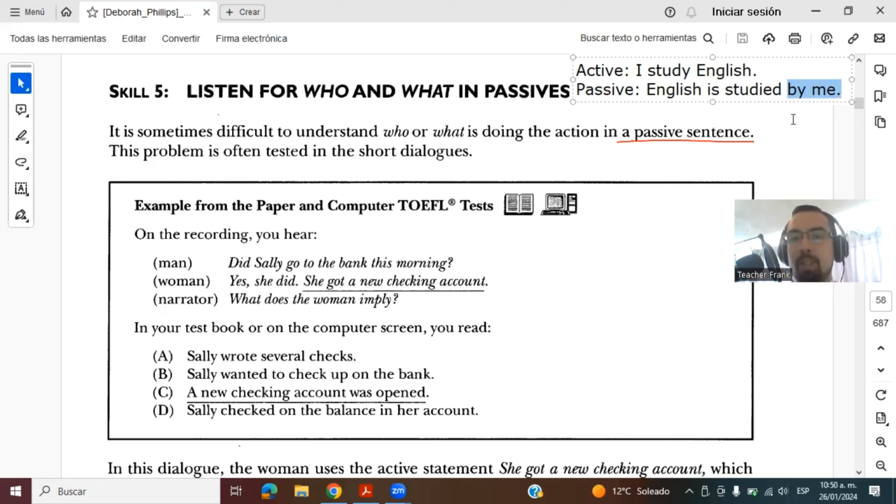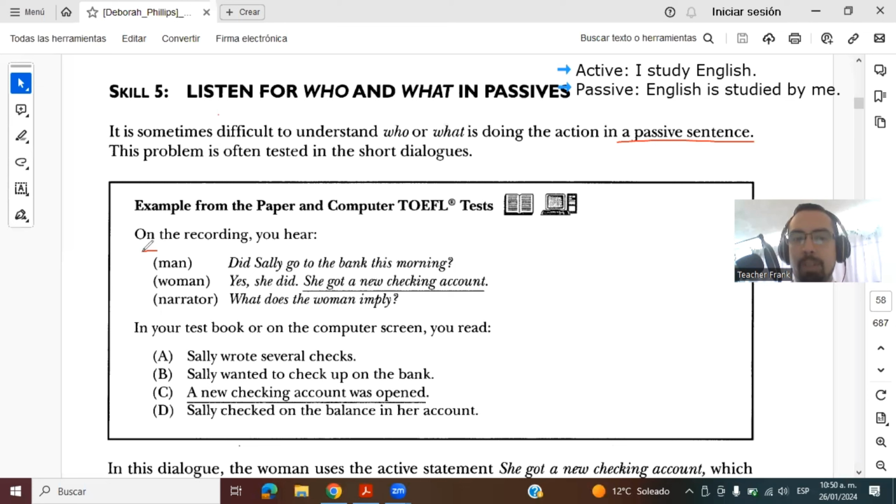So TOEFL is going to basically present to you one of these 2 sentences, either active or passive. And then in the options that you have, you're going to have to choose the opposite, right? We're going to look at an example of this.